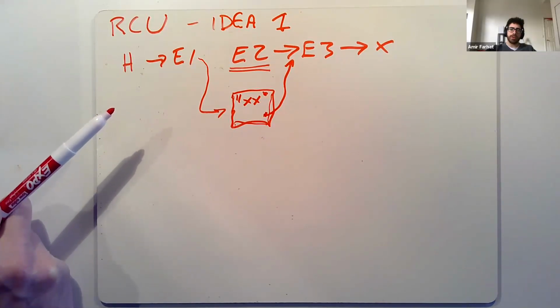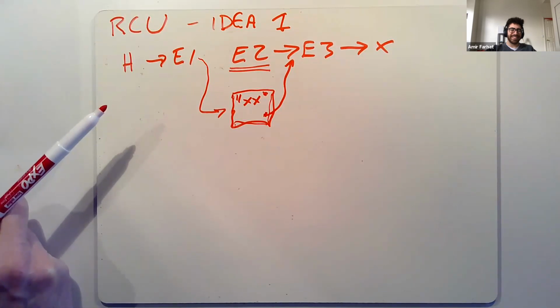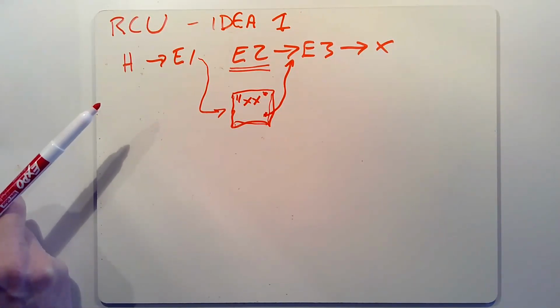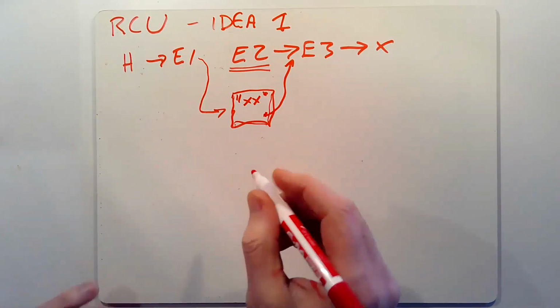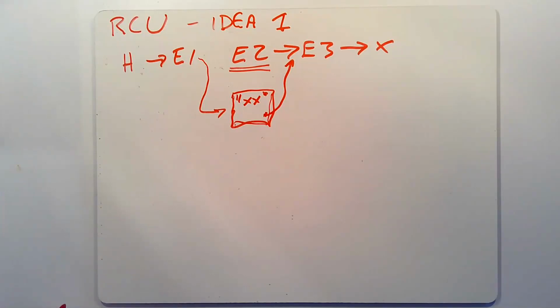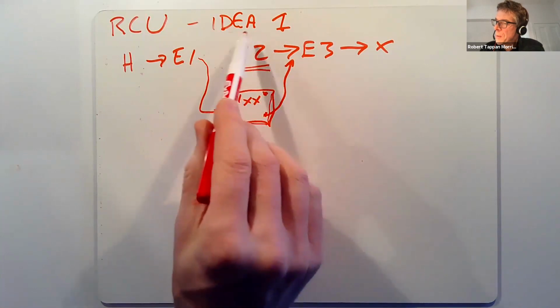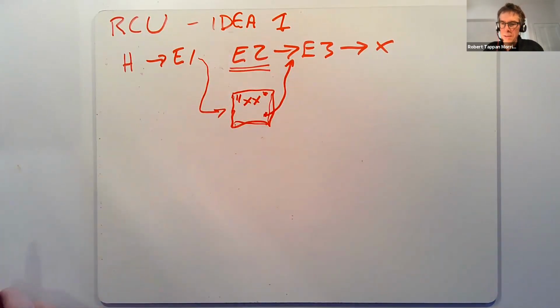What about freeing? Sorry, okay, I can go ahead. Will the link between E2 and E3 be deleted, or will it be left there in case that a reader somehow reached E2? For now, we're just going to leave it. I'll come to this. This is an excellent question, and it's actually the main piece of complexity in RCU. But for now, we're just going to imagine that E2 is left alone for the moment.